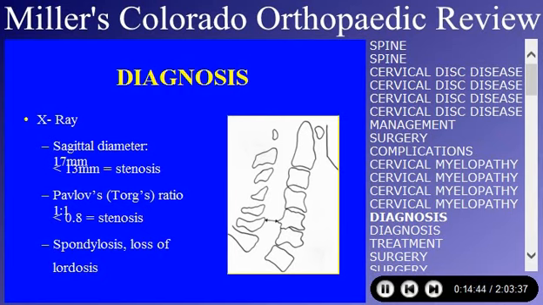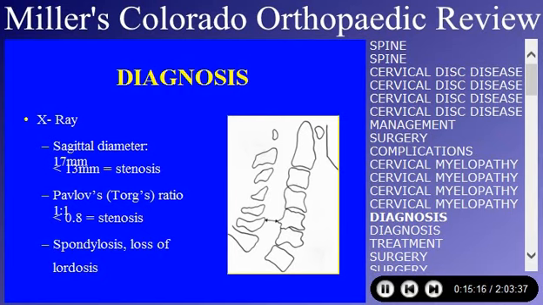Pavlov and Torg tried to create a ratio looking at the size of the vertebral body versus the size of the canal, with the idea being in big patients, and they were looking specifically at college and NFL football players, you couldn't really go by the absolute numbers. Their ratio is really not as helpful as the absolute numbers. For one thing, using 0.8 is not specific enough. A lot of people have a Torg's ratio of 0.8 and really don't have any cord compression when you get an MRI study.